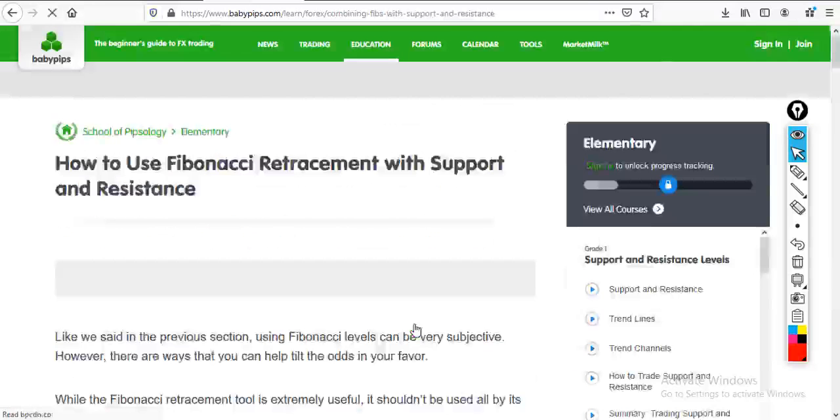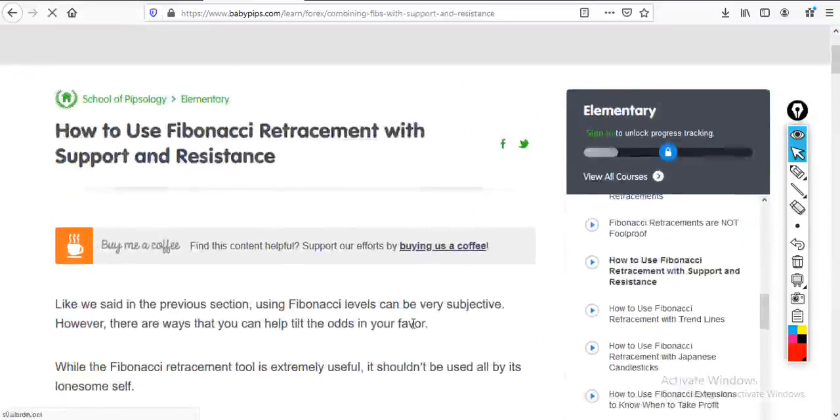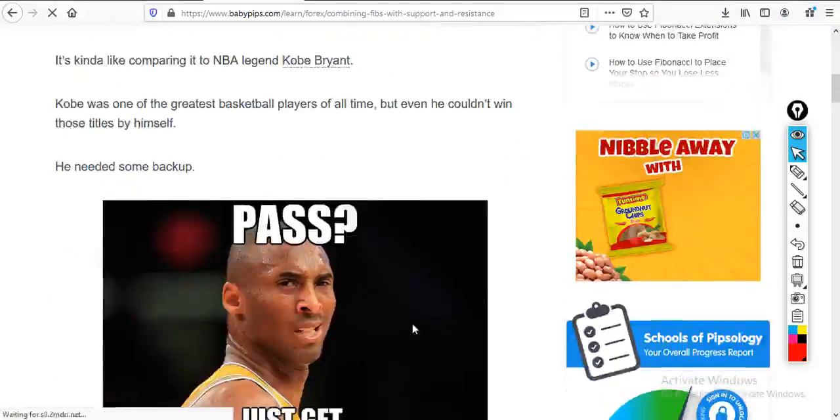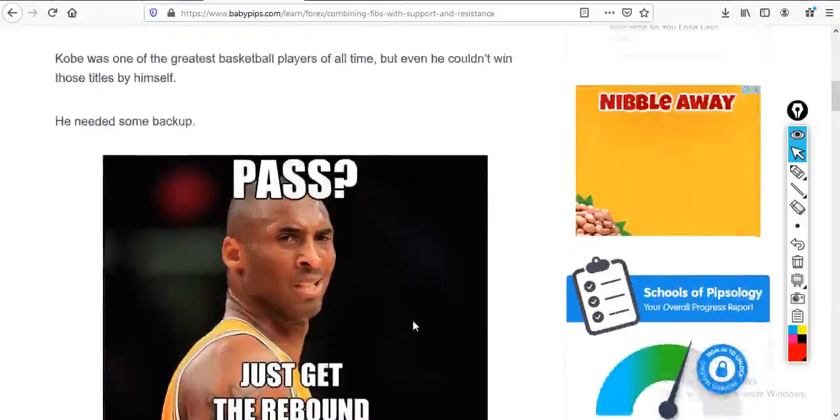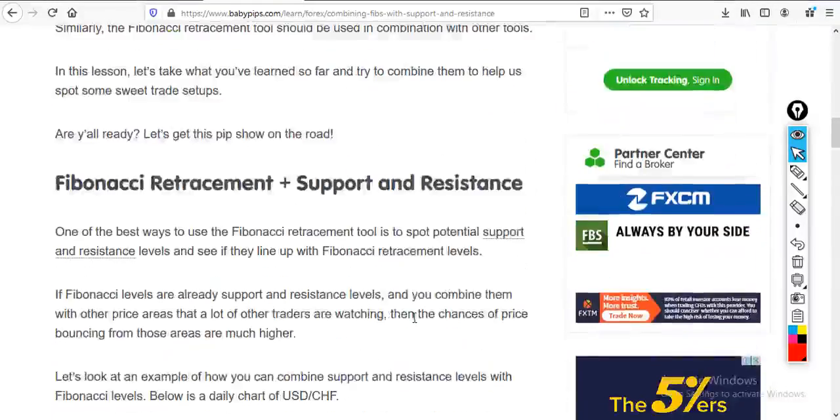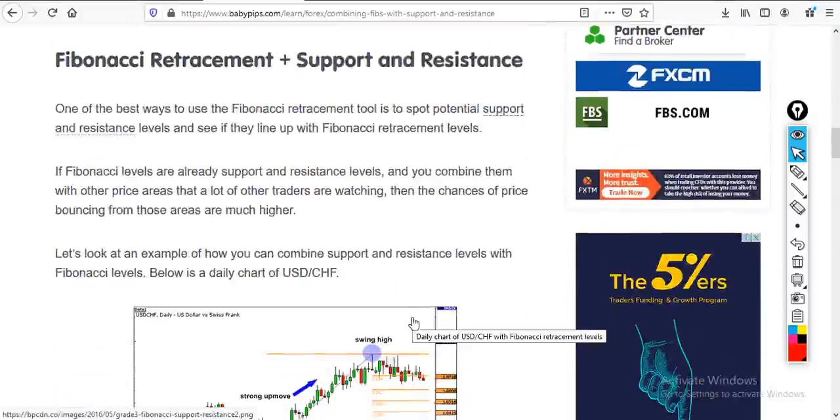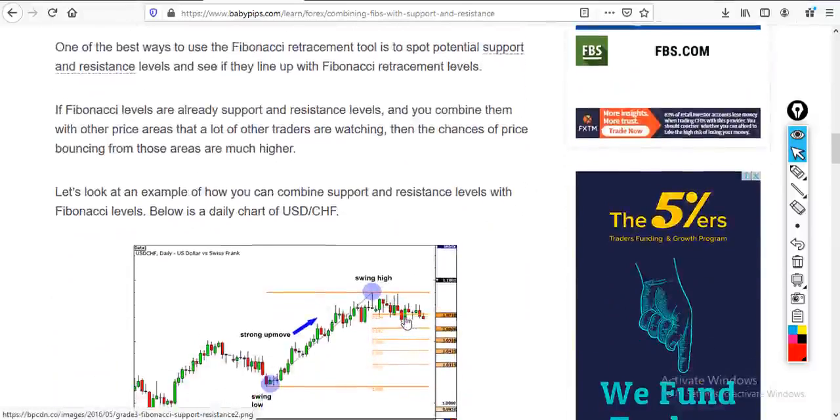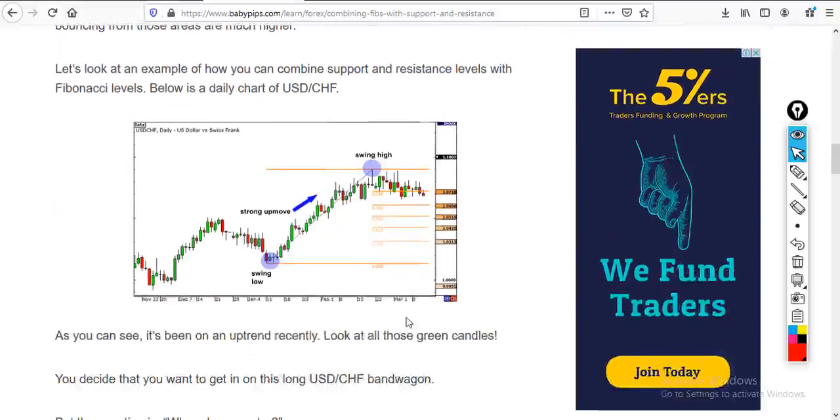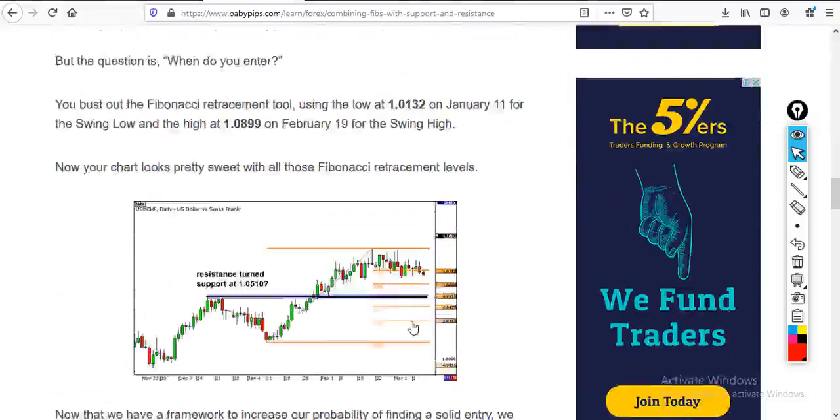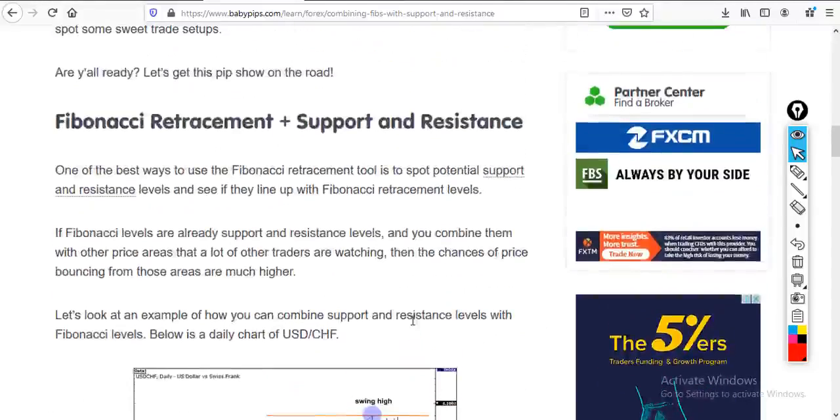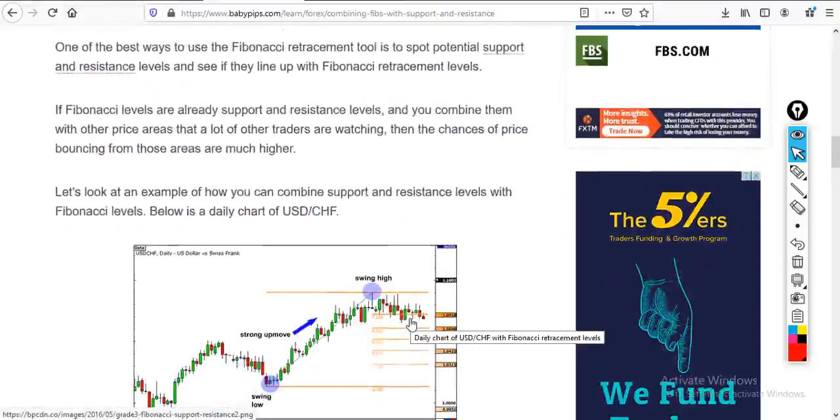Okay, so let's see how we can use Fibonacci retracement levels with support and resistance. You know, we learned that earlier. So how to use Fibonacci retracement with support and resistance. Support and resistance levels are levels where, if it's an uptrend, the resistance level is where price will probably meet friction in the market. Price will find it difficult to break above those levels. So it is important for us to identify our support and resistance levels before we take our Fibonacci retracement levels to those areas and then see how price reacts.